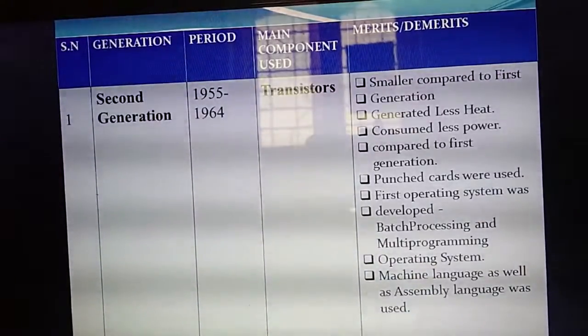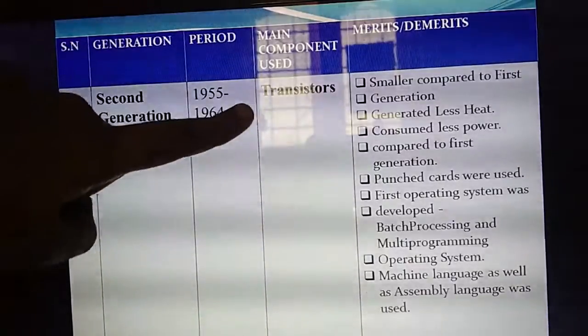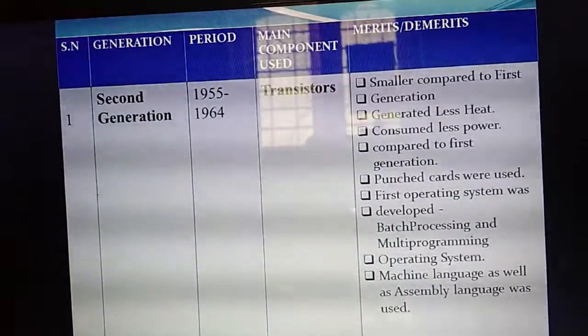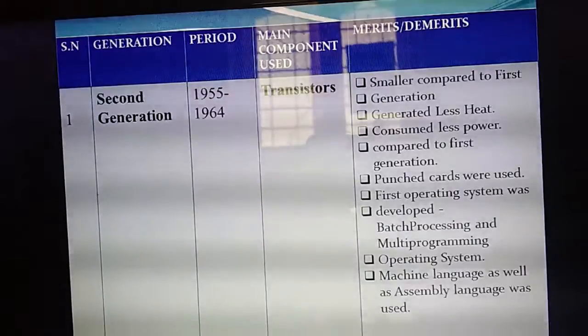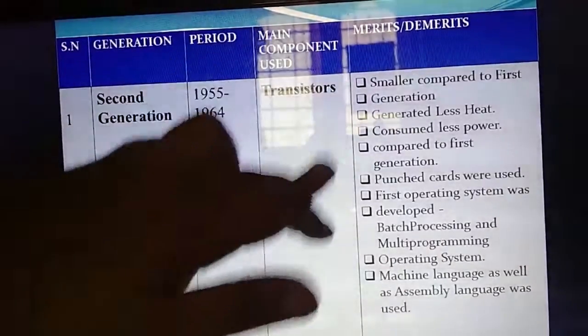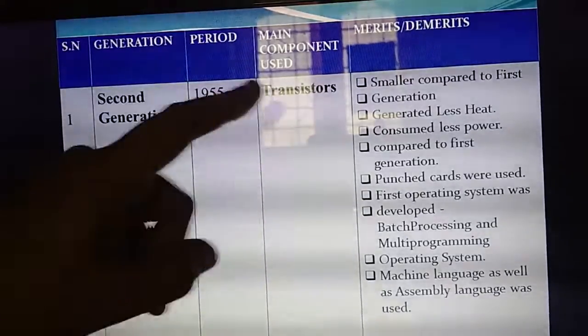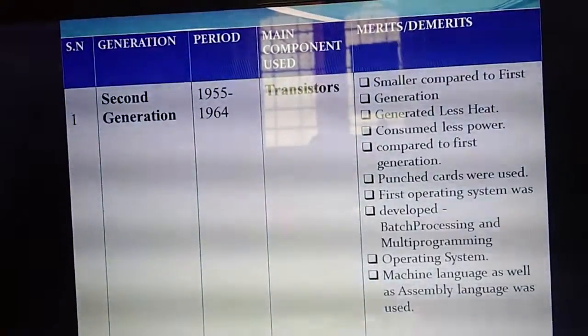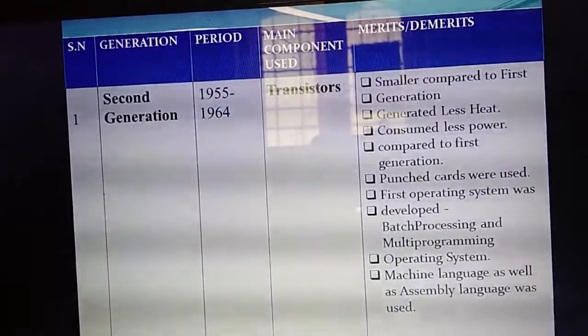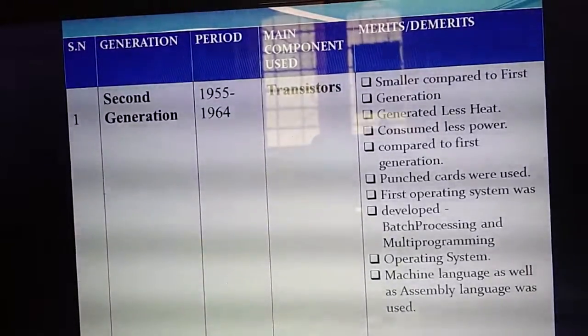In the first generation, which component did they use? Vacuum tubes. In the second generation? Transistors. In your book they have given a diagram, that is called a transistor. You can see the transistor diagram. So what is the main component used in the second generation? Transistors. Okay. Here there are a lot of merits and demerits. First one, it is smaller compared to the first generation. In the first generation, what was the first disadvantage I said? Big in size.